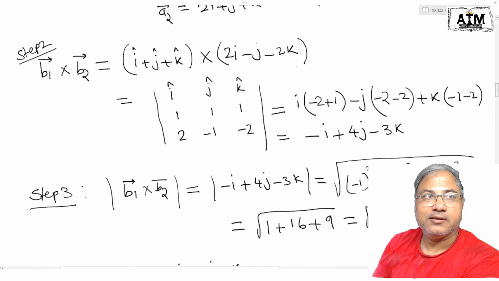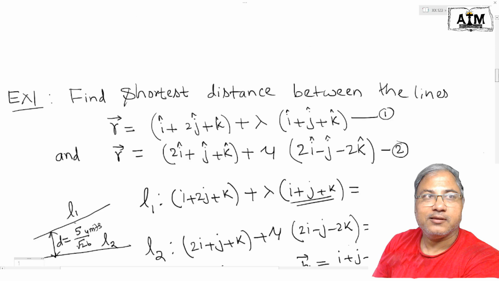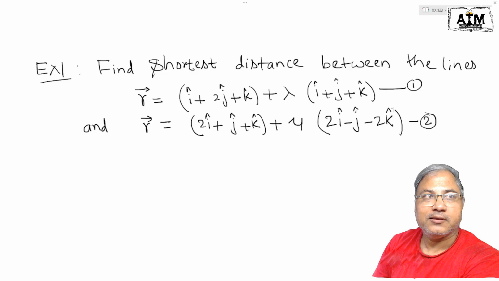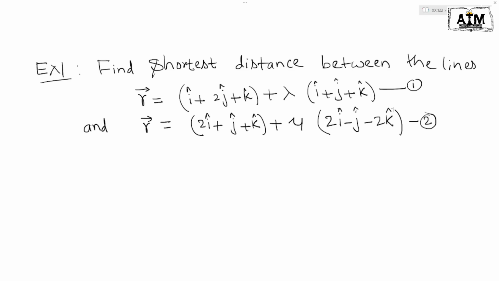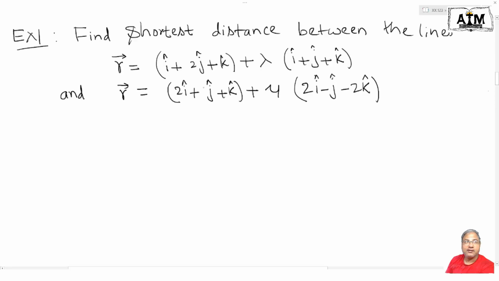So let us understand how to find the shortest distance between two skew lines. Here is example 1. In this example, we have to find the shortest distance between two skew lines, and both the equations of the skew lines are in vector form. First of all, these two equations are given. Call them equation 1 and equation 2. This is the first line and this is the other line. The first line is L1, given by equation 1, and the second line is given by equation 2.